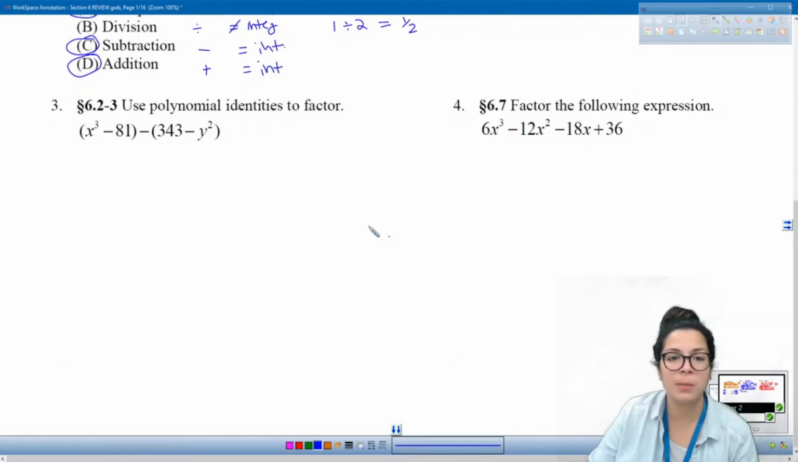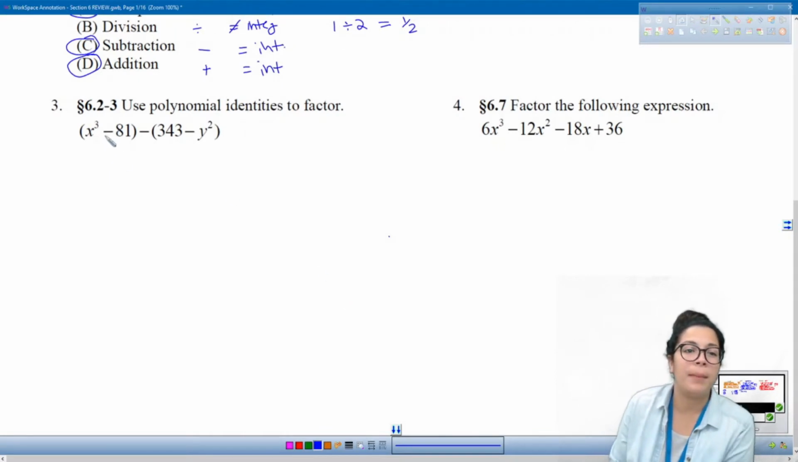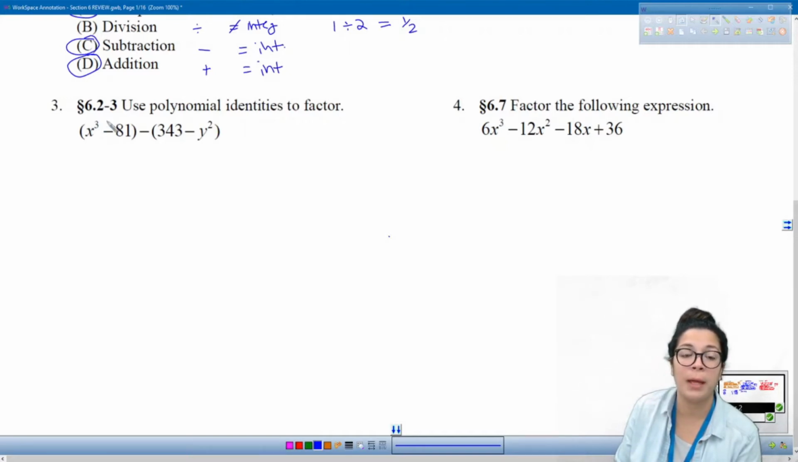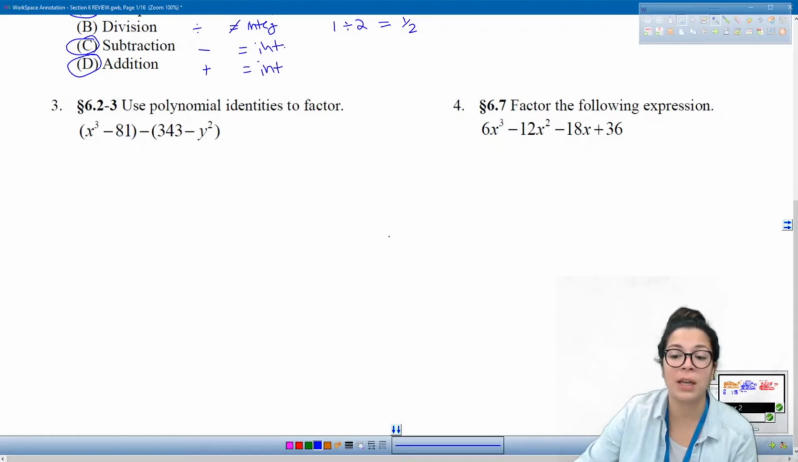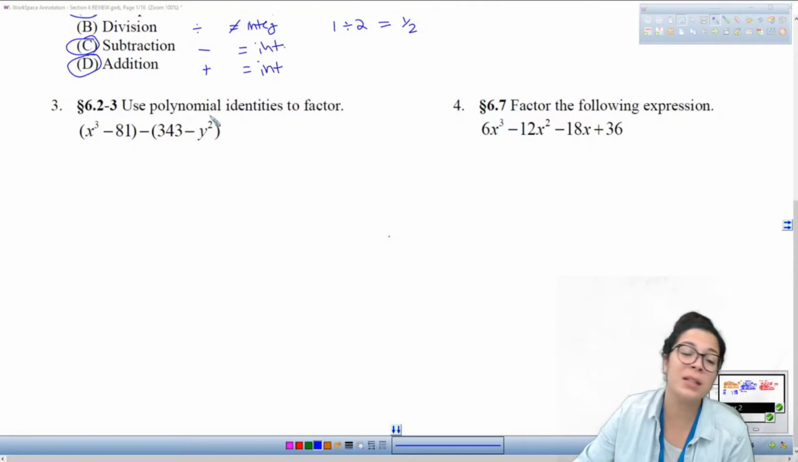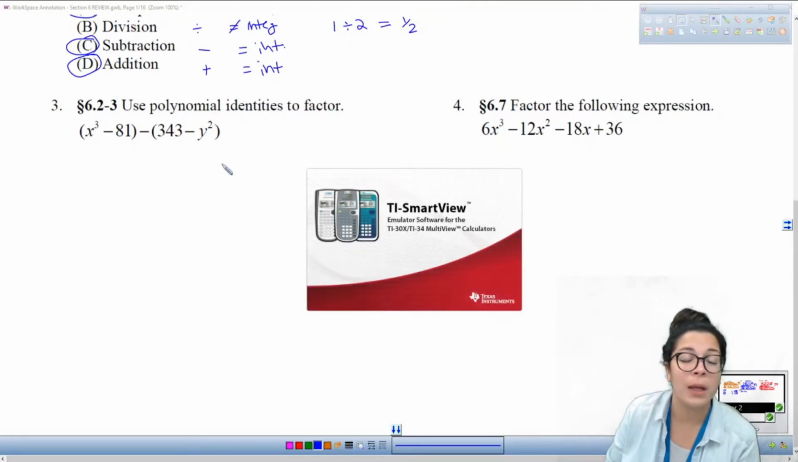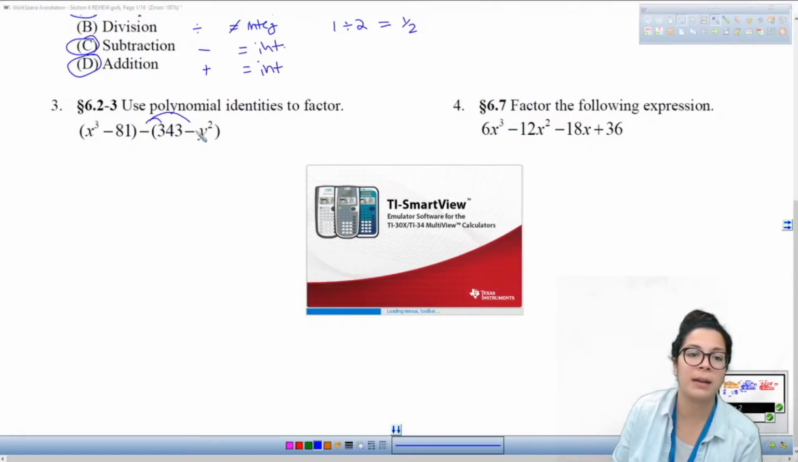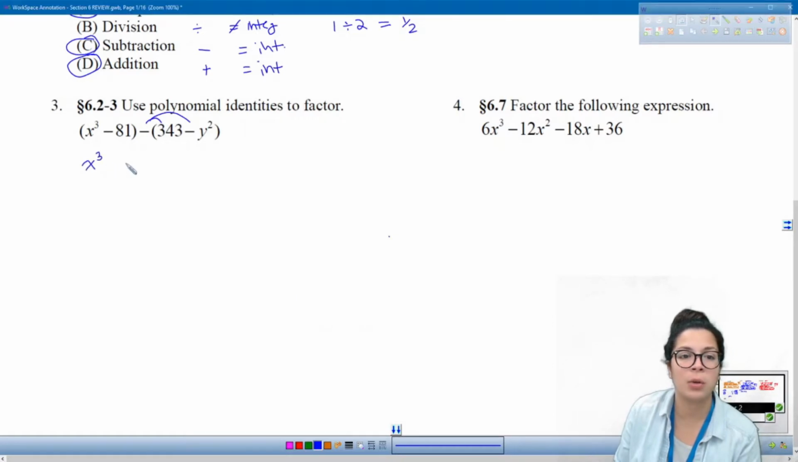All right, so let's move on to number 3. Number 3 says use polynomial identities to factor. Okay, now I do see here that this is a perfect cube and 81 is a perfect square. Now 343 is actually a perfect cube and y squared is a perfect square. So let's go ahead and distribute the negative here. So we get x cubed minus 81 minus 343 plus y squared.